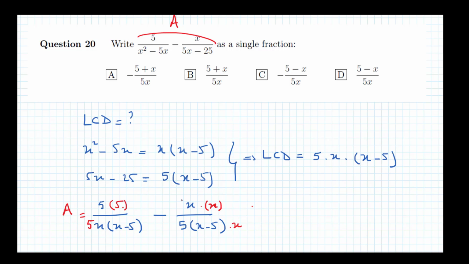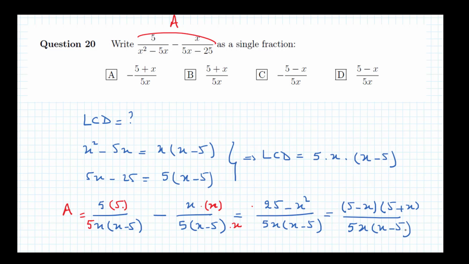so that we get 5 times 5, which is 25, minus x times x, which is x squared, divided by the LCD, which is equal to 5x times x minus 5. Now we can factor out 25 minus x squared and write it as 5 minus x times 5 plus x, divided by 5x times x minus 5. Now since 5 minus x divided by x minus 5 equals negative 1, the right answer in this question is A.